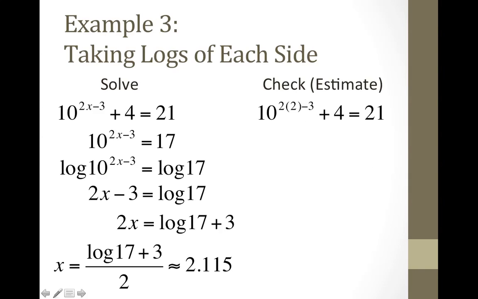So 2 times 2 is 4, minus 3 is 1, so we're looking at 10 to the first power plus 4. That's just going to be 10 plus 4, so that's 14. And since 14 is relatively close to 21, we can be pretty confident that 2.115 is probably going to be the correct solution.